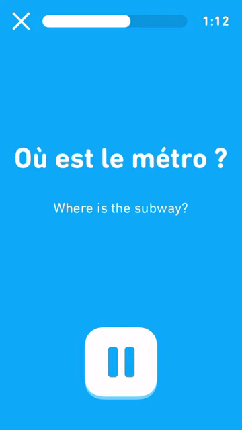Où est le métro? Exactly. And that means, where is the subway? Yep. We can definitely hear le métro. And at the beginning, you're hearing où, or where. Où. Où est. Where is. Où est. Good.